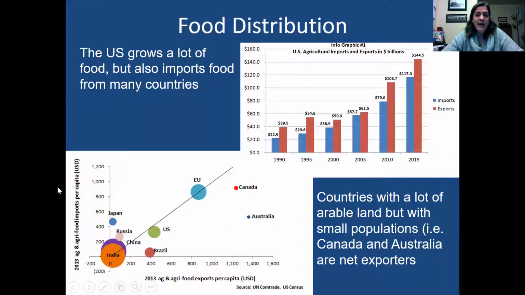We're not a huge exporter, partly because we also import a lot of food. So this graph up here shows imports versus exports over time. And you can see we do export more than we import, but the difference is not super huge, which is why we land closer to the line of equal rather than being net exporters of food.